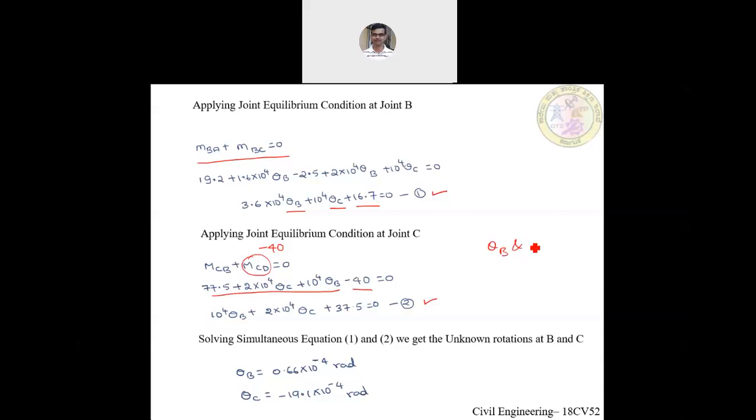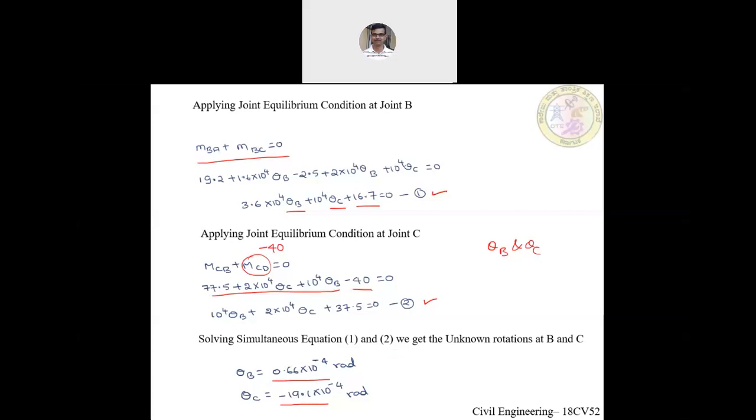So now we have equations 1 and 2, with two unknowns, theta B and theta C. On solving these two simultaneous equations, we will be in a position to get the values of the unknown rotations at joints B and C. On solving, we get theta B is equal to 0.66 into 10 power minus 4 radians, and theta C is minus 19.1 into 10 power minus 4. The positive sign indicates that theta B is a clockwise rotation, and theta C is an anti-clockwise rotation.